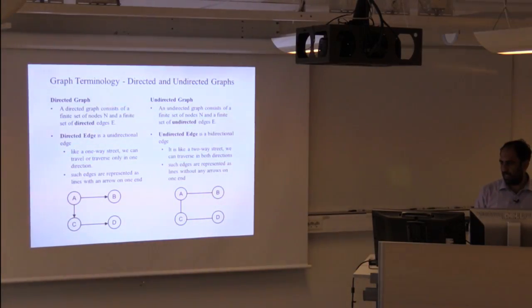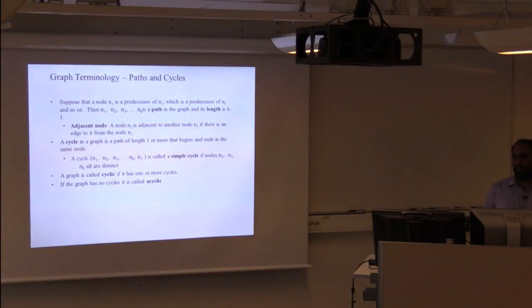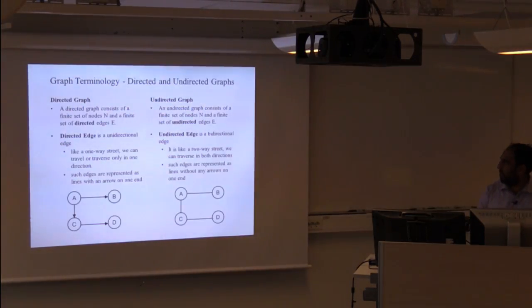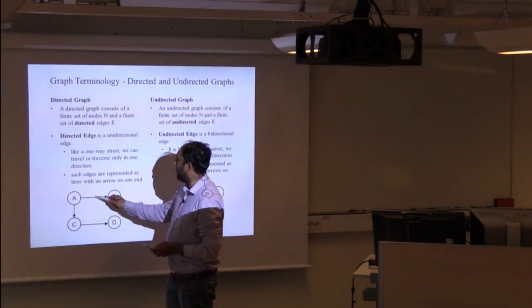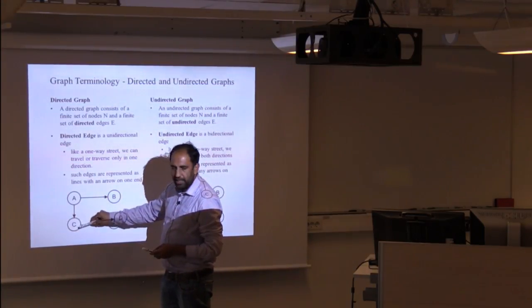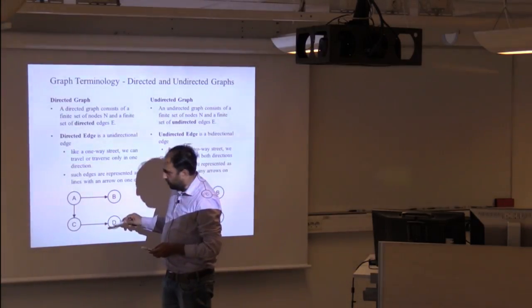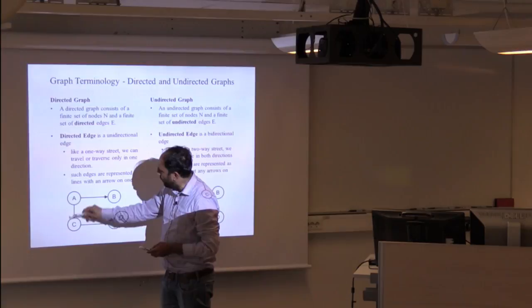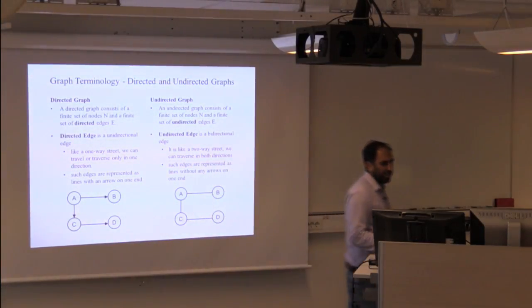So there is nothing complicated about that. And then we have paths and cycles. A path is a sequence of edges. If this is a node and this is one edge, but there are more than one edge connecting one node to another node, then this sequence of multiple edges becomes a path.